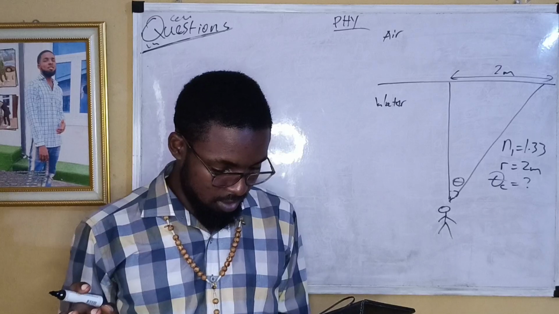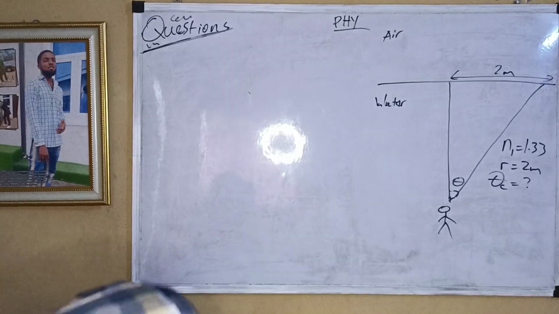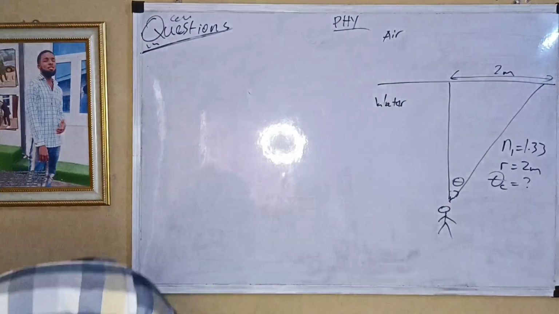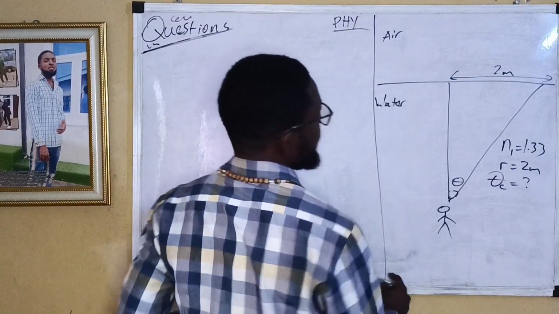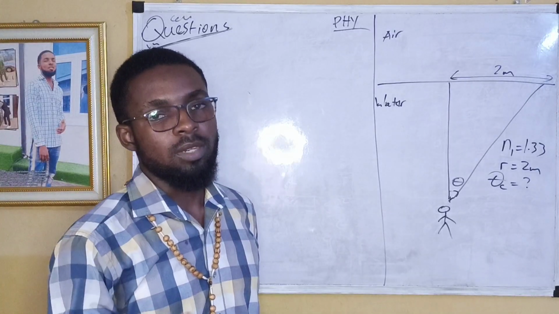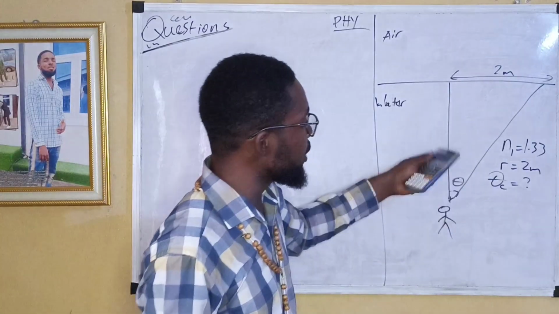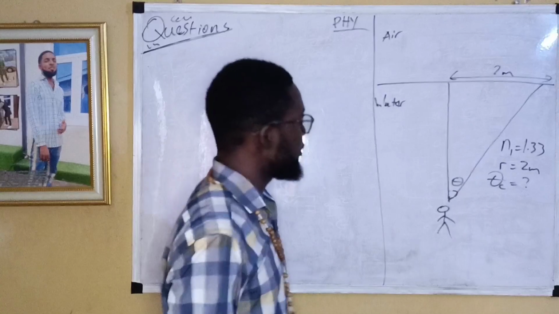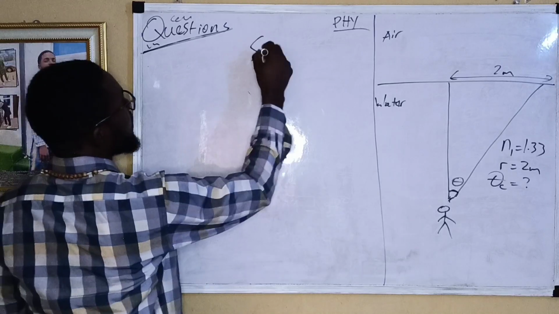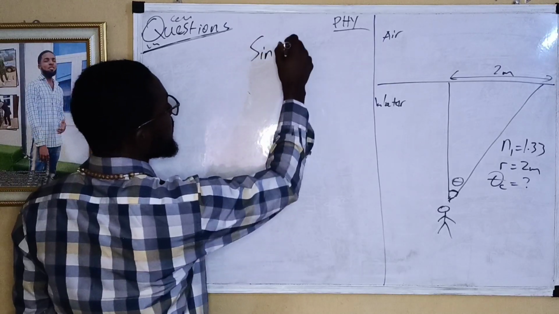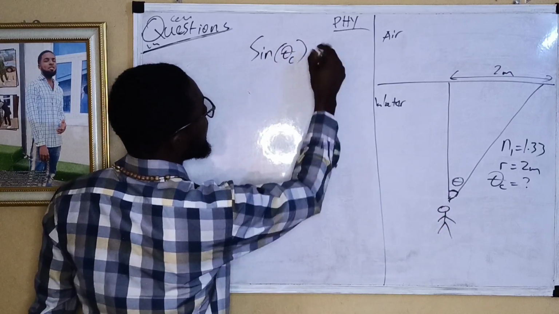All right. To get the critical angle, we are going to use Snell's law, because Snell's law explains the bending of light rays. Using Snell's law, we are looking for the angle, that is sine theta.